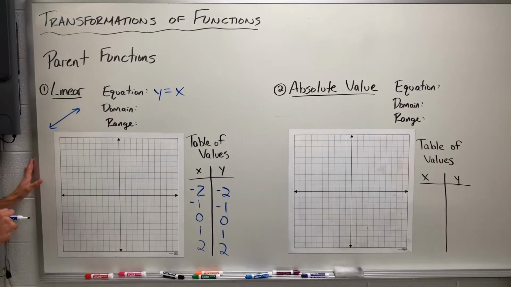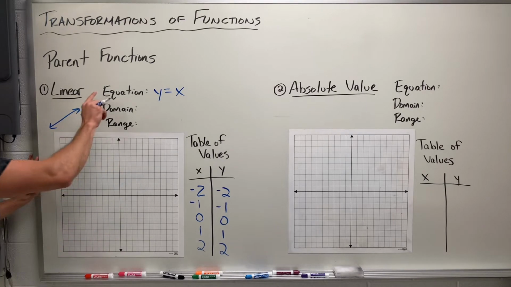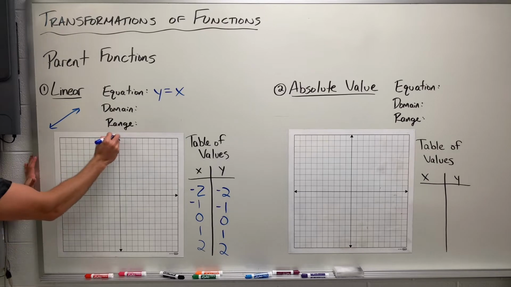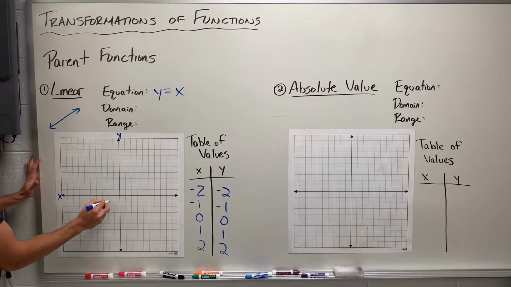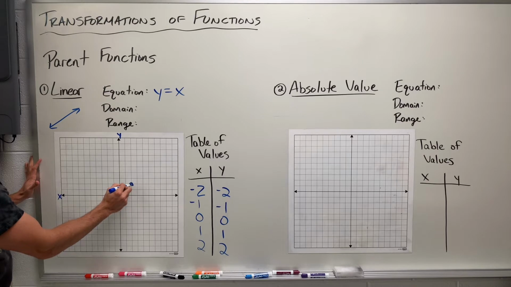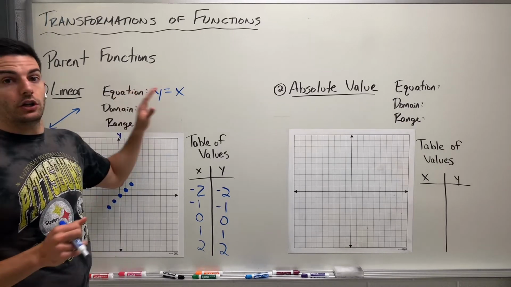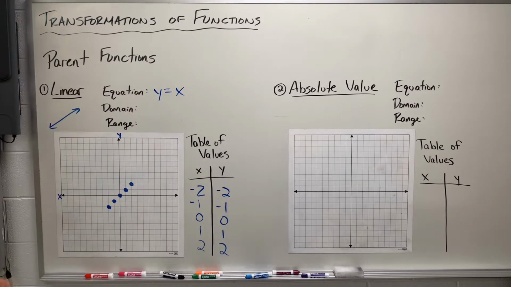Thinking about what that would mean for how my graph would look, and why it looks that way, like a straight line: on my x and y axis, the point -2, -2 would be there. Then -1, -1, 0, 0, 1, 1, and 2, 2. You're going to notice something as well, that all of these parent functions are going to go through the origin to a certain extent.